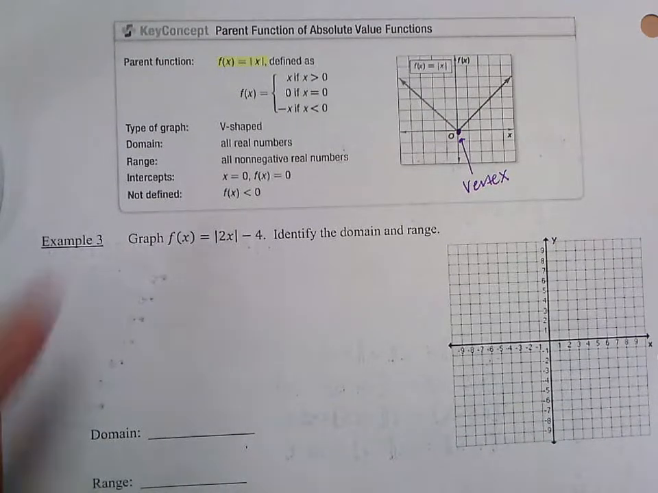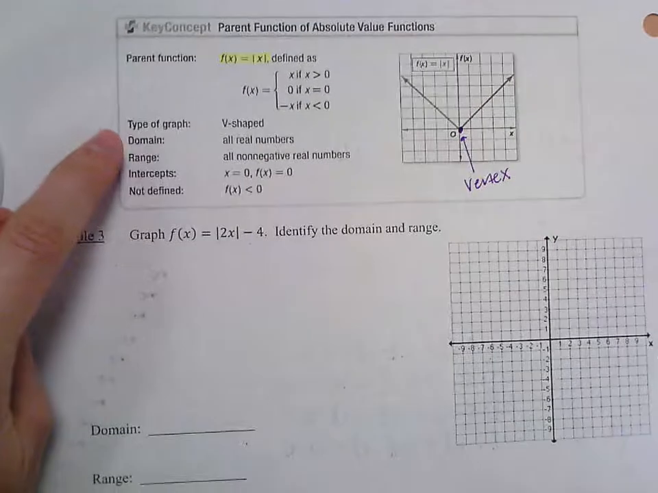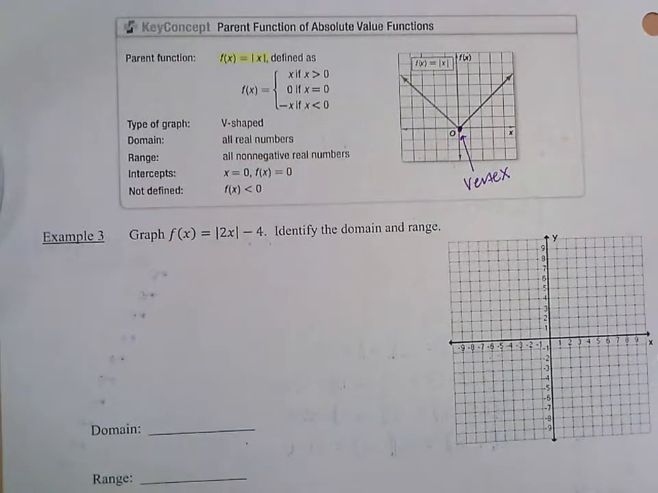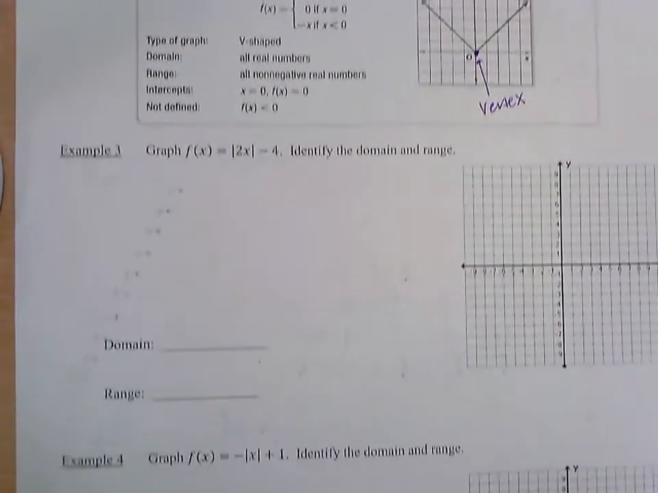And then it gives other information about the parent graph, the domain, the range. Domain for these, again, is always going to be all real numbers, no matter what. The range will change, and it gives the intercepts as well. But we'll look at example 3.